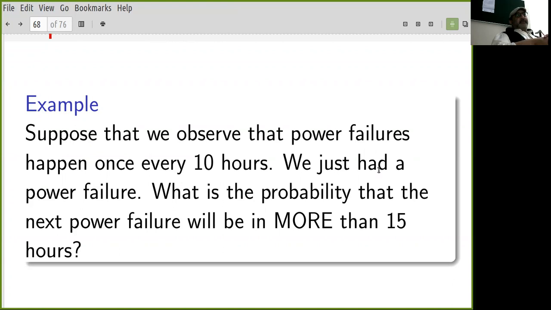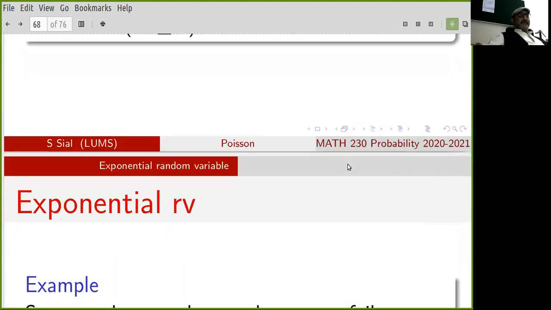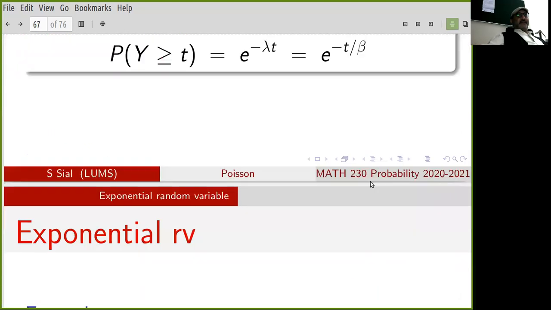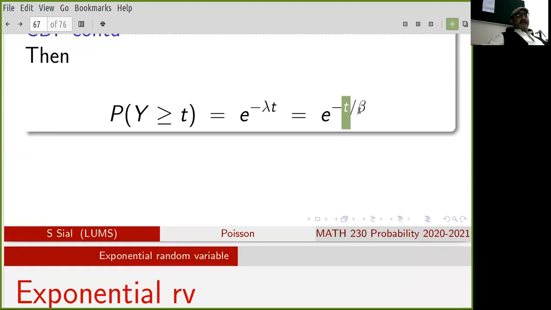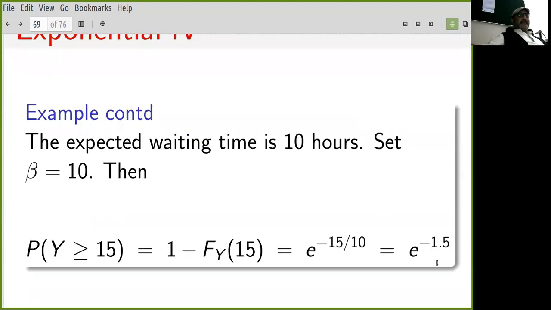Okay, supposing that we observe that power failures happen every 10 hours, and we just had a power failure. What's the probability the next power failure will be in more than 15 hours? Well, we use this result. The probability that time will be greater than or equal to t, equal to 15 hours, is e to the minus the time we're looking for, 15, over beta, the average of 10 hours between power failures. So the exponential of minus 1.5.